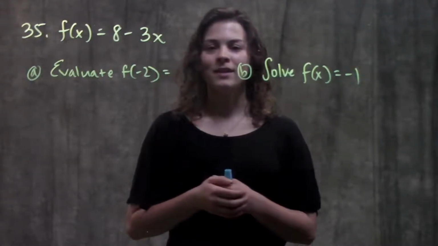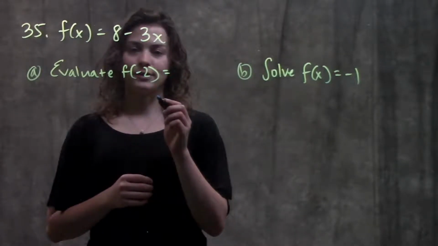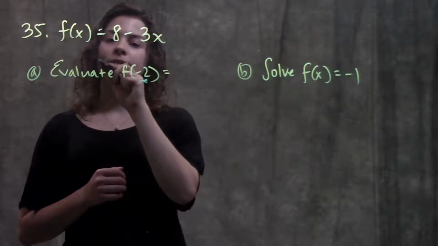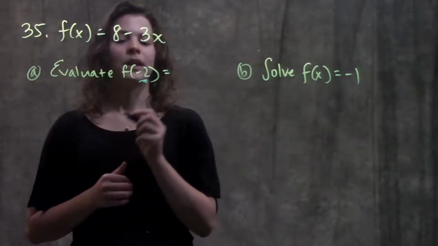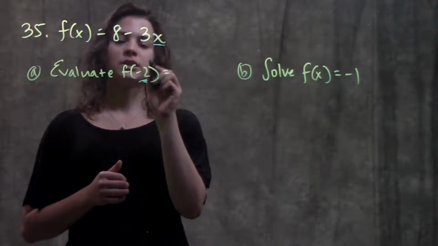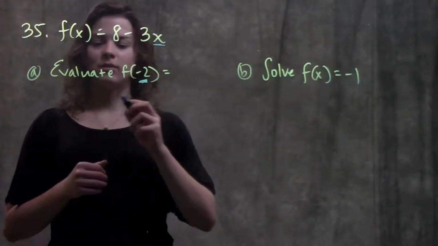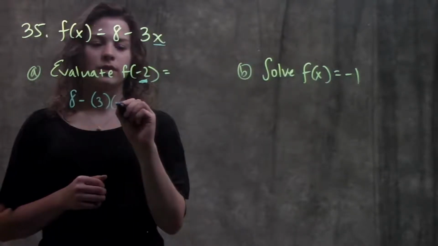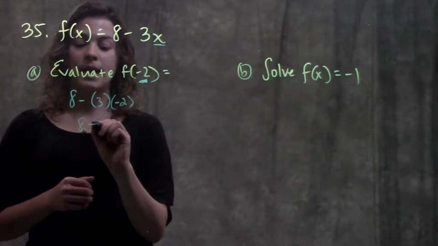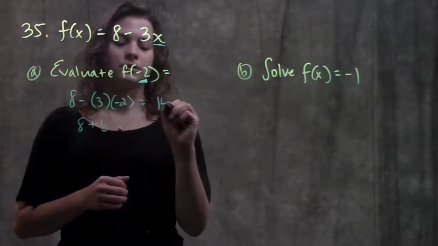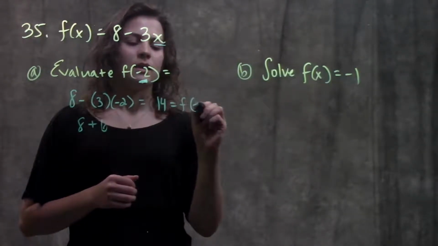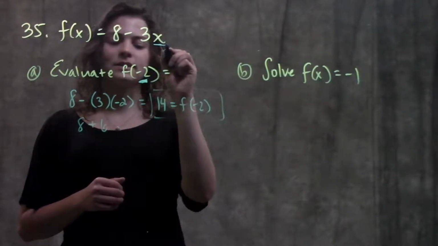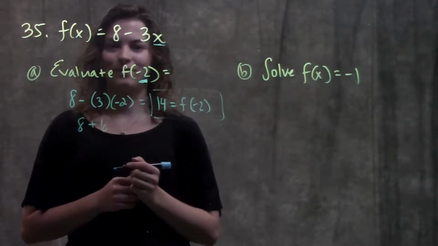So starting with part A, it's asking us to evaluate f of -2. Here, they're giving us an x value, and they want us to plug that in and figure out what the output value is. So wherever I see an x in my original function, I'm just going to plug in -2, see what my output is. When I plug in -2, I get 8 minus 3 times -2. This will become 8 plus 6, which equals 14. So when I plugged in -2 into my function, wherever I saw an x, my output value was 14.